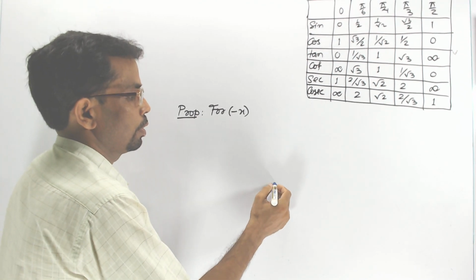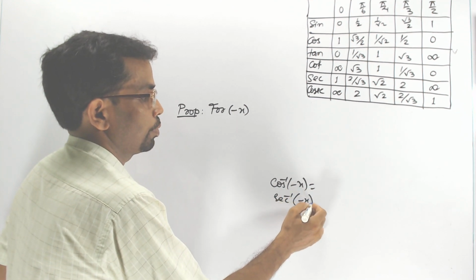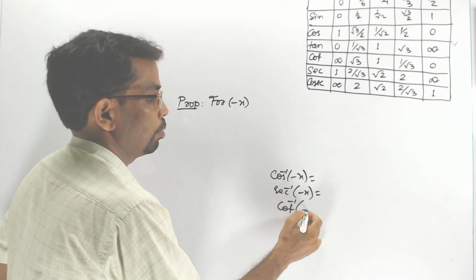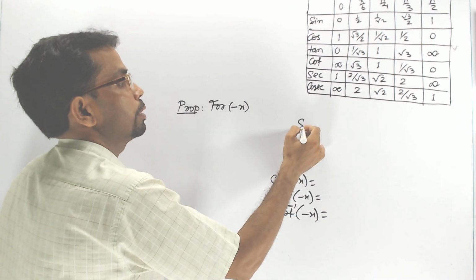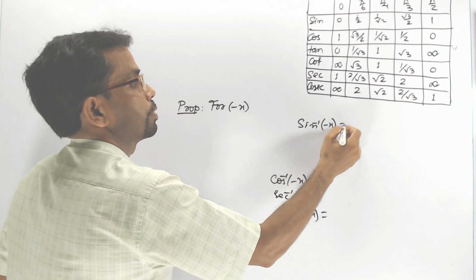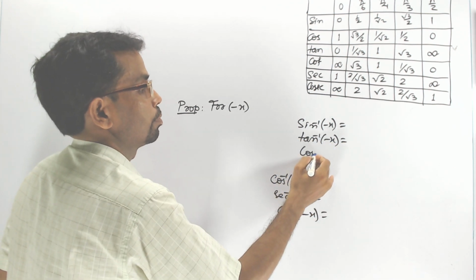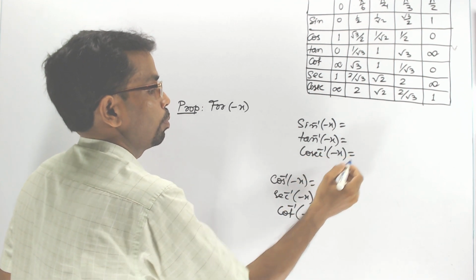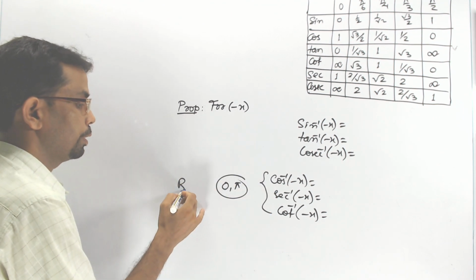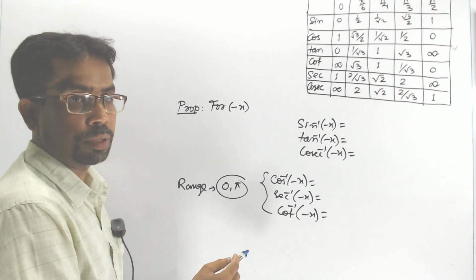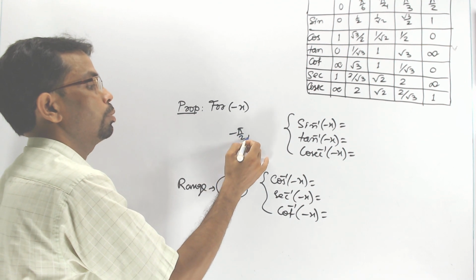You memorize like this: cos inverse minus x, cos, sec and cot. These three are one group. Cos, sec and cot one group, and the remaining is sine, tan and cosec. You make a group like this: cos, sec and cot one group. Their range is only 0 to pi. Cos, sec, cot, range 0 to pi, memorize, and the remaining is range -π/2 to +π/2.